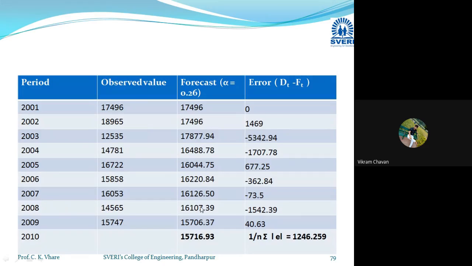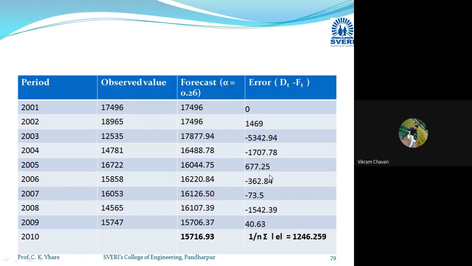Then use those two values to determine the next forecasted value for the next year. You will get the value as 16,126.50 for the year 2007. In the same fashion, determine the forecasted values for 2008, 2009, and finally for the year 2010. Simultaneously, you have to determine the errors.